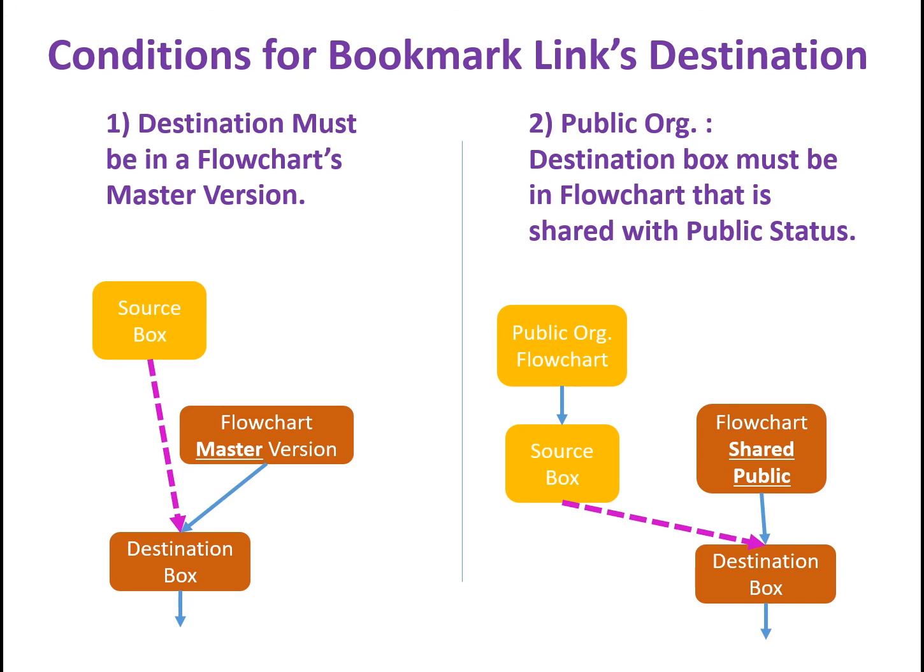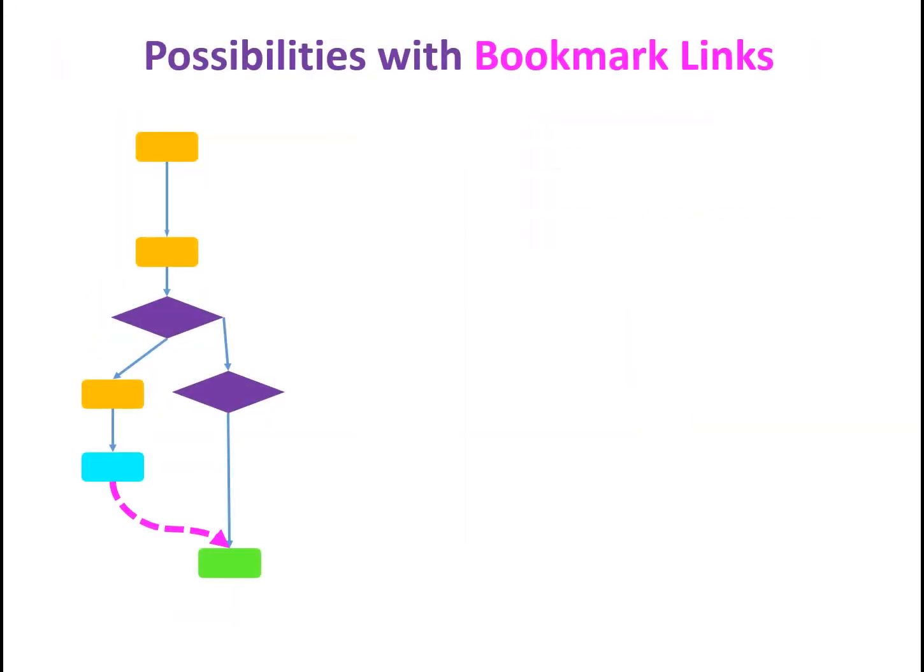If your source box belongs to a different public flowchart than your destination box, then that destination flowchart must be a publicly shared flowchart. We will discuss how flowchart sharing works in a minute. If these conditions are not satisfied, you may not see your bookmark alias for the destination box in the drop-down list. So if you don't find your bookmark alias in the drop-down list, first make sure your destination box satisfies both these conditions. Once this bookmark link is created, your viewers can navigate from your source box to your destination box connected along that bookmark link.